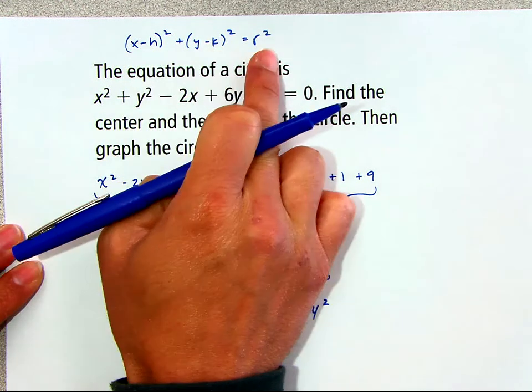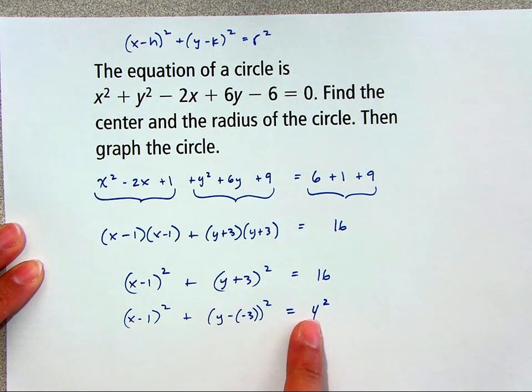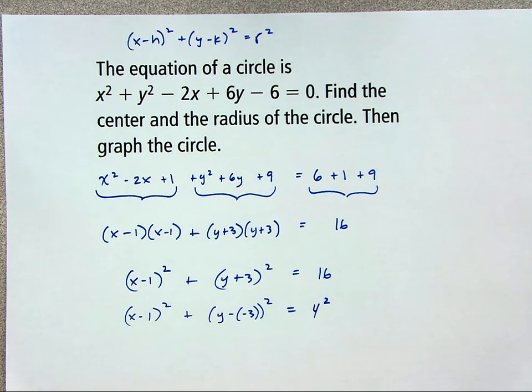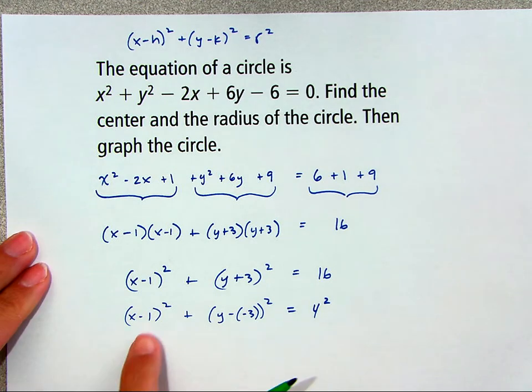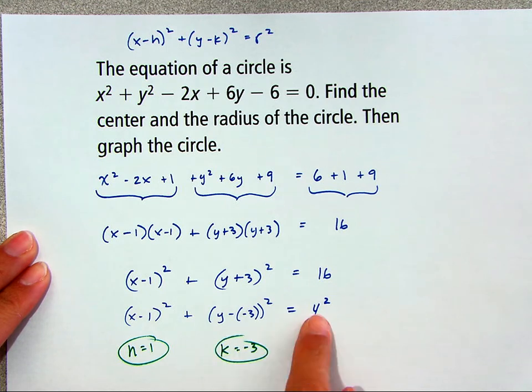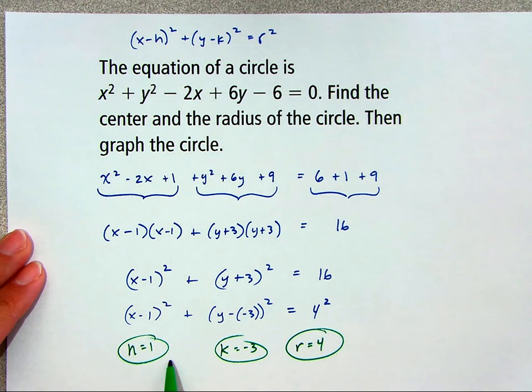Okay, so now my equation looks nearly identical to the formula here, with the exception of the letters h, k, and r are represented as numbers here. Okay, so I have a minus sign, right? Everything matches up. Okay. So what this tells me is that 1 is equivalent to h, right? So h equals 1. Negative 3 is equivalent to k. So k equals negative 3. And 4 is equivalent to r. So the radius is 4. Okay. And I'll combine these together to get the center of the circle, which is 1, comma, negative 3.